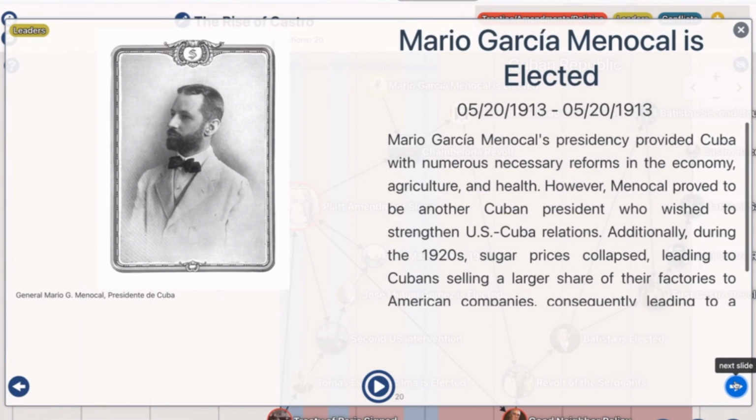The election of Mario Garcia Menocal provided many necessary reforms in economy, agriculture, and health. Nonetheless, Menocal additionally rooted for the strengthening of US relations and policy. Further, due to the collapse of sugarcane prices, Cubans were selling larger shares of factories to US companies, increasing their presence in the Cuban Republic.